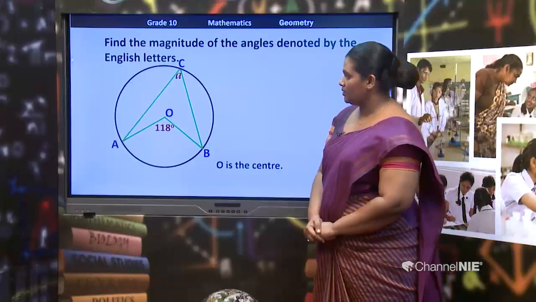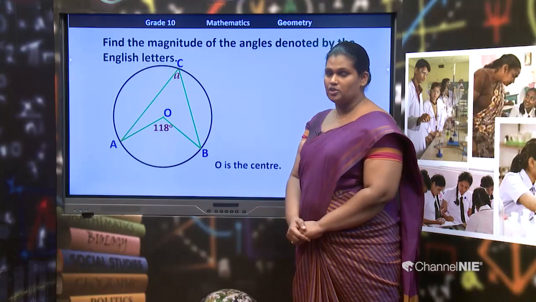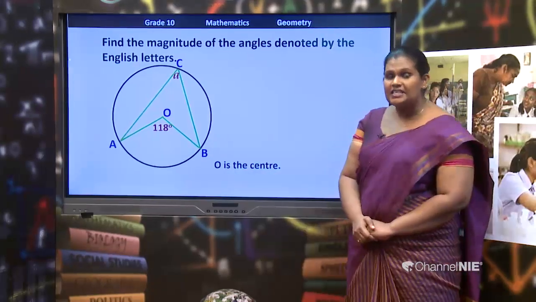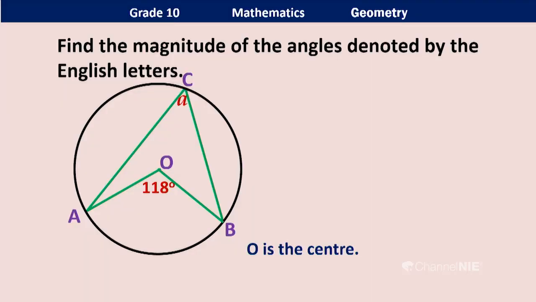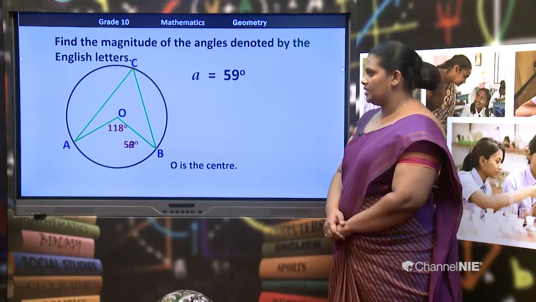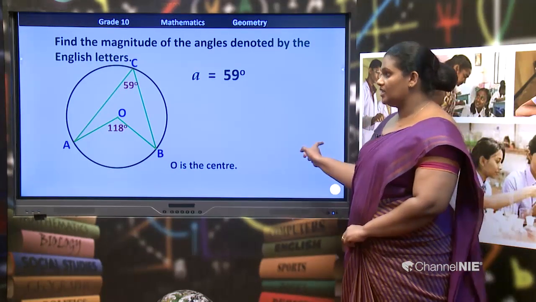So, we can get it as twice A is equal to 118 degrees. So, that means 2A is equal to 118 degrees. To get the value of A, we can divide 118 by 2. Therefore, the answer for A is 59 degrees. Right. Now, we know the value of A. We will move on to another one.